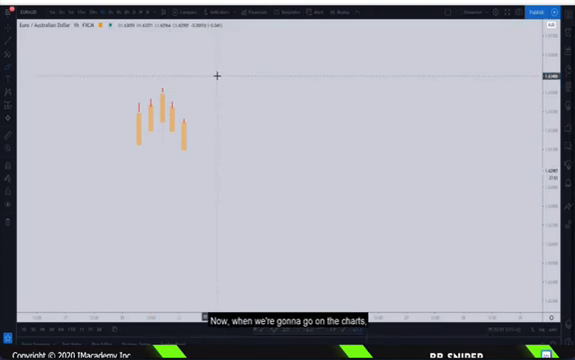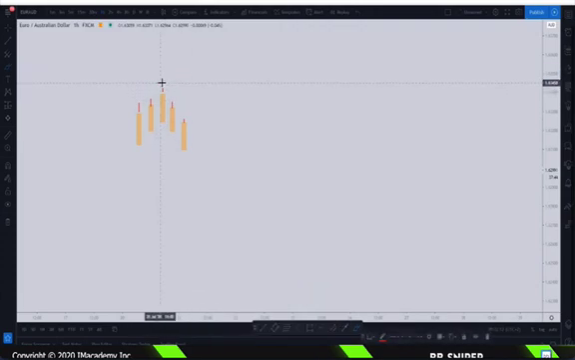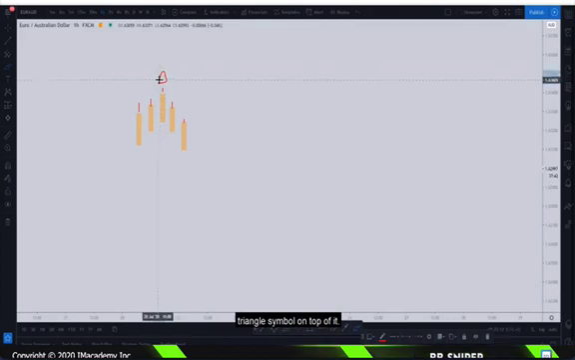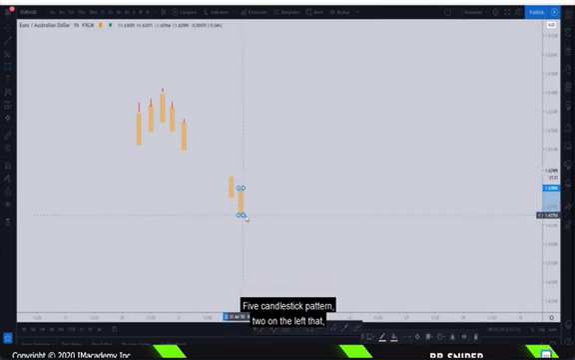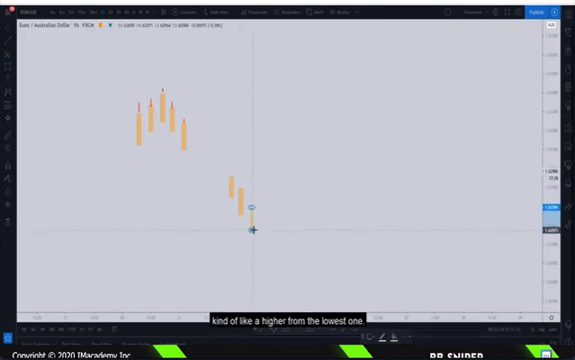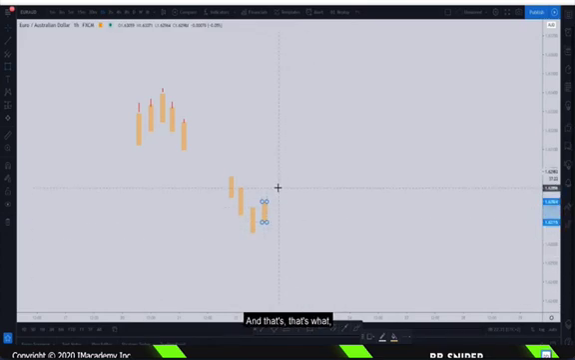Now when we go on the charts, this high is going to have a kind of cone-shaped triangle symbol on top of it. That means that's a fractal. It works the same way with the lows. A 5 candlestick pattern has 2 candlesticks on the left that are higher than the lowest one, and then 2 on the right where the market is already going higher. And that's the textbook fractal.